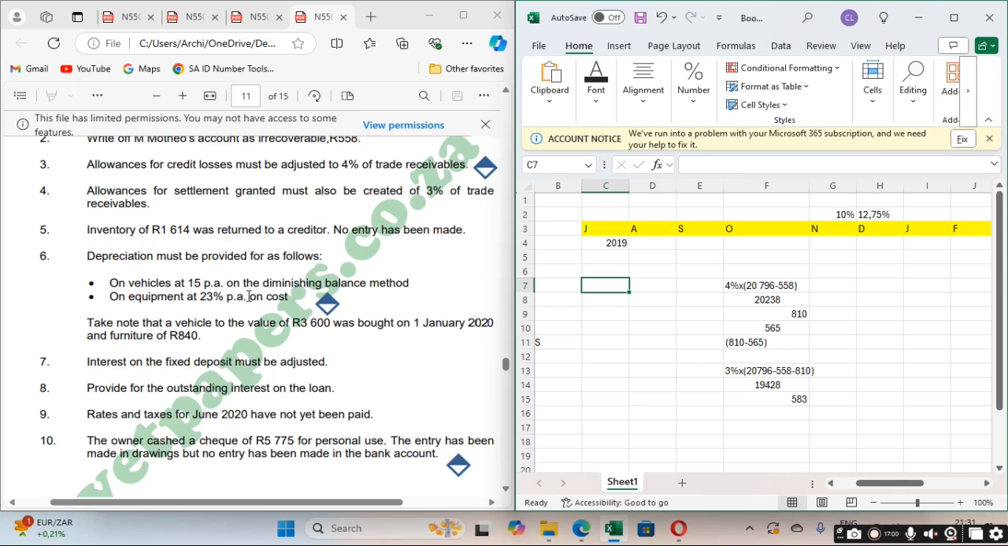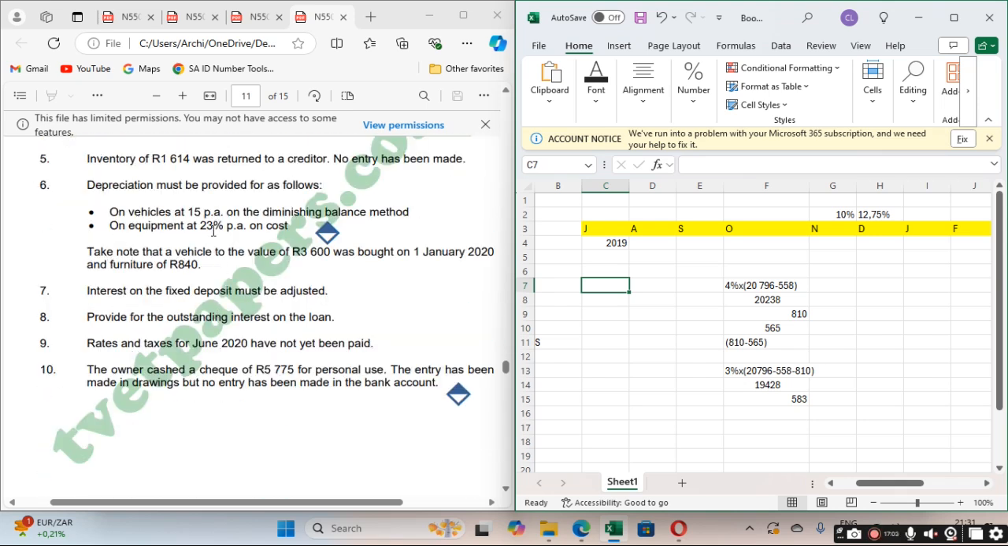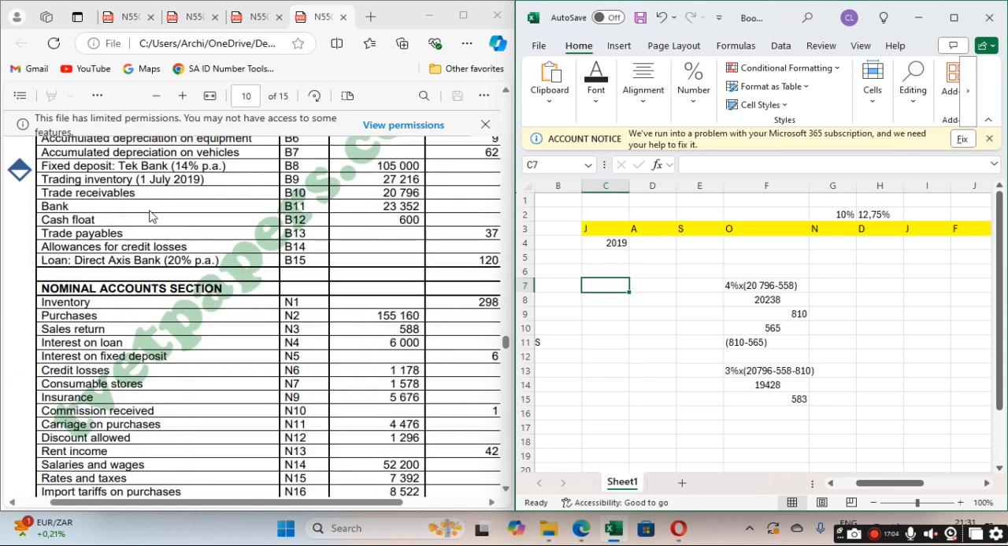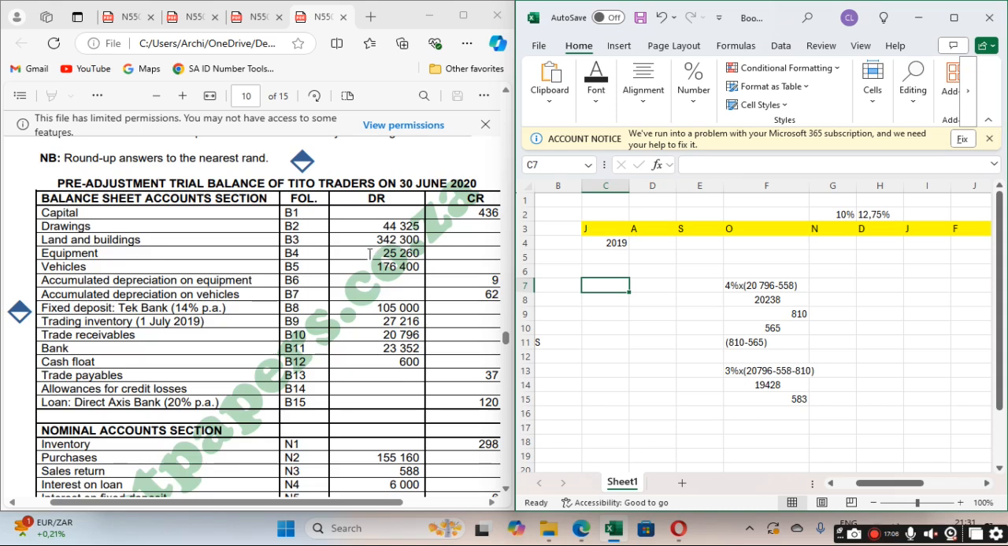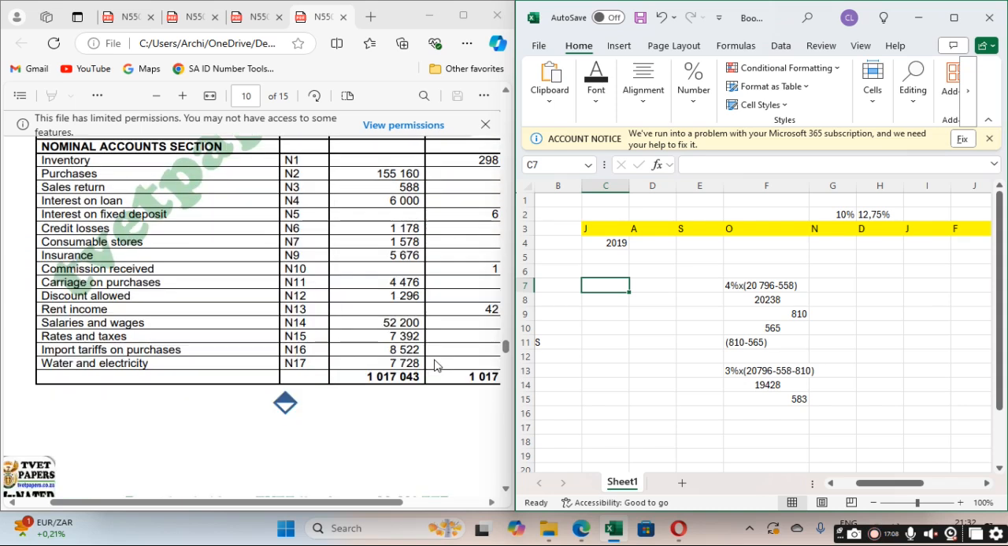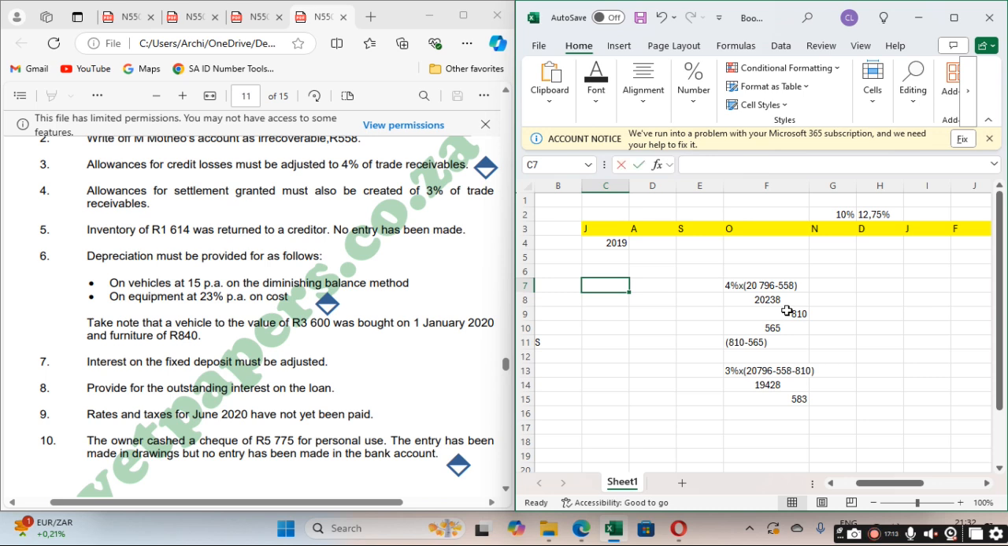Okay, so what happened, Konjemo? So we have on equipment 23% per annum on cost. So what is the cost of the equipment? Cost of equipment is 25,260. So we're going to take that 25,260, and then we multiply it by what? We minus the new equipment we bought, the new furniture actually, which is 840. And then you're going to get your answer. So that answer, that's what you're going to times by 23%.